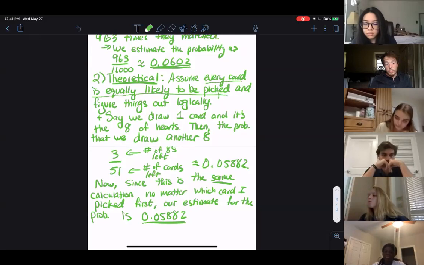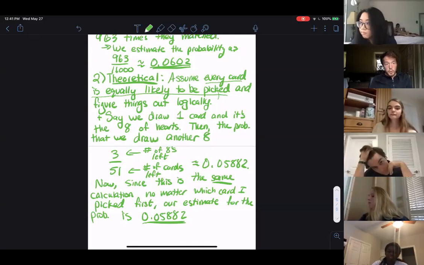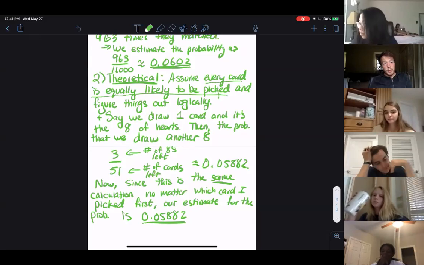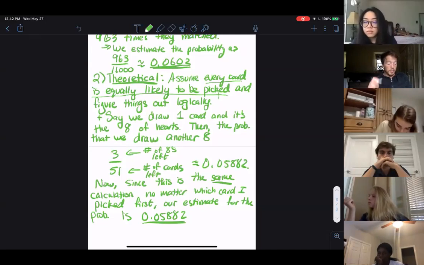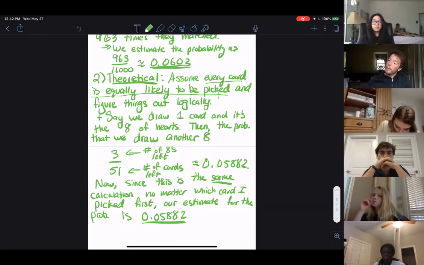Is that actually true? I don't know. But the theoretical solution is only true if that is true first. So each of them has its shortcomings and its advantages, right? The empirical solution didn't need to make any assumptions whatsoever, but it is an estimate, whereas the theoretical solution had to make this assumption that every card is equally likely to be picked. So these are the 2 ways that we want to try to get solutions when we ask questions about random phenomena. Any questions on this?